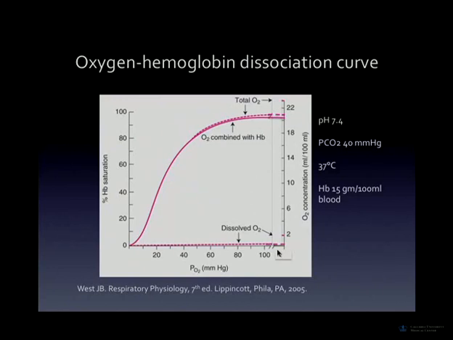So this curve has several important characteristics that I'm going to point out. First, notice the sigmoidal shape. This shape is because there's cooperative binding. If there weren't any cooperative binding, the relationship would be linear between PaO2 and SaO2. The second thing is, look at how much contribution to total oxygen content is made by dissolved oxygen versus oxygen combined with hemoglobin. This, very small. This, the bulk of what oxygen is being carried in the blood.